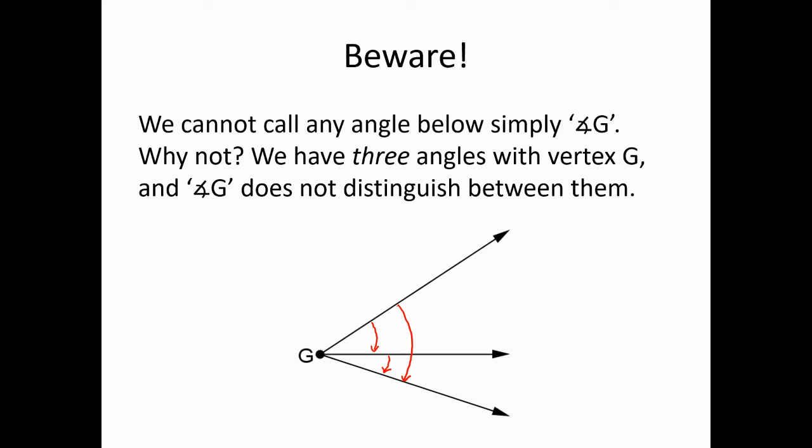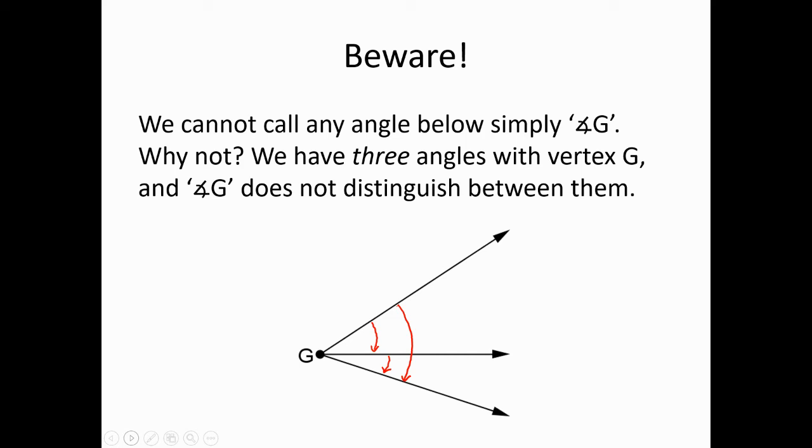So the requirement always, of course, is that when we name an object, we name it unambiguously, so we know clearly to which object that name refers. But if we were to call an angle in the diagram simply angle G, we wouldn't know which of the three is meant. So in a situation like that, we shouldn't use a single vertex name.